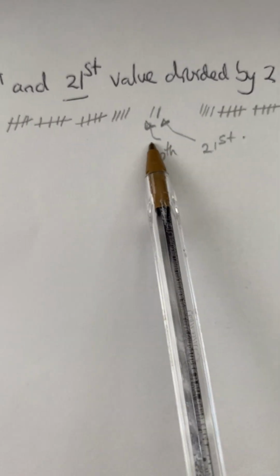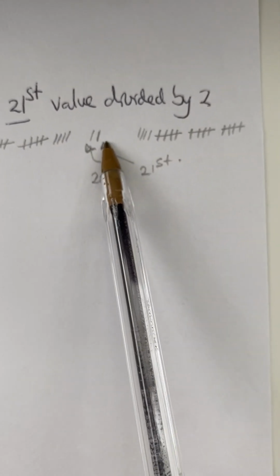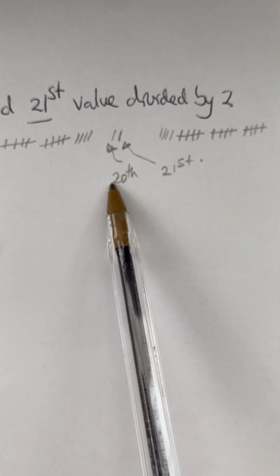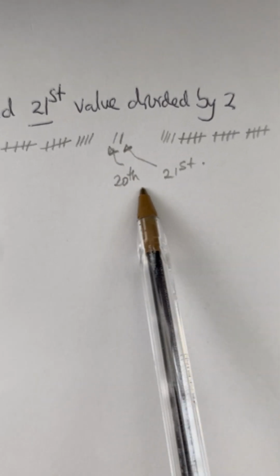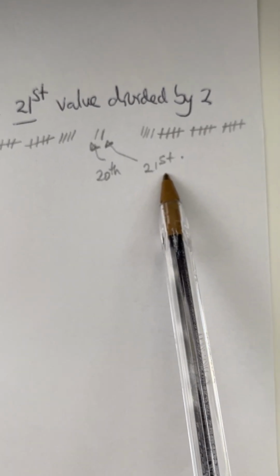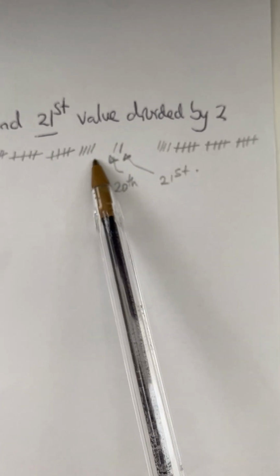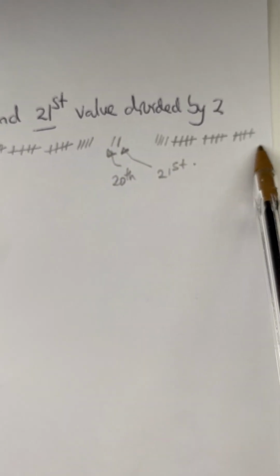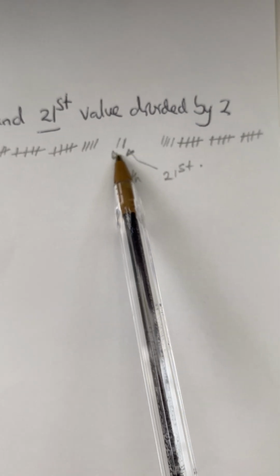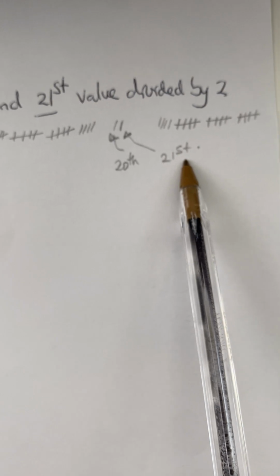Yeah, your 20th and your 21st. Because if you look at the tally, you have 19, 20, 21. So it will be your 20th and your 21st, not 19 and 20. Okay, so the first 19 and then the last 19, so in the middle is the 20th and the 21st.